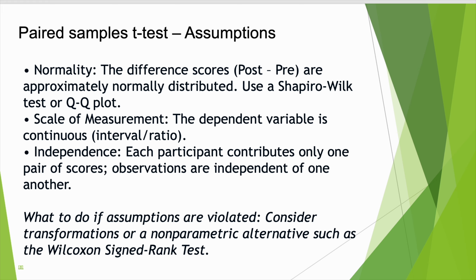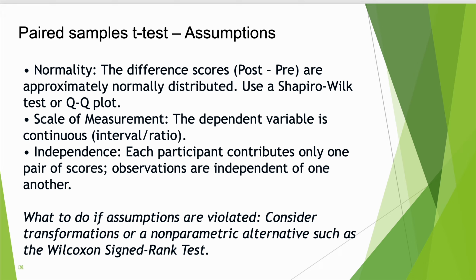The scale of measurement needs to be continuous. So I have to say my dependent variable is continuous. And then every participant gets a pre-test and a post-test. They don't get to take an extra test. They don't take them at the same time. They are independent of one another.